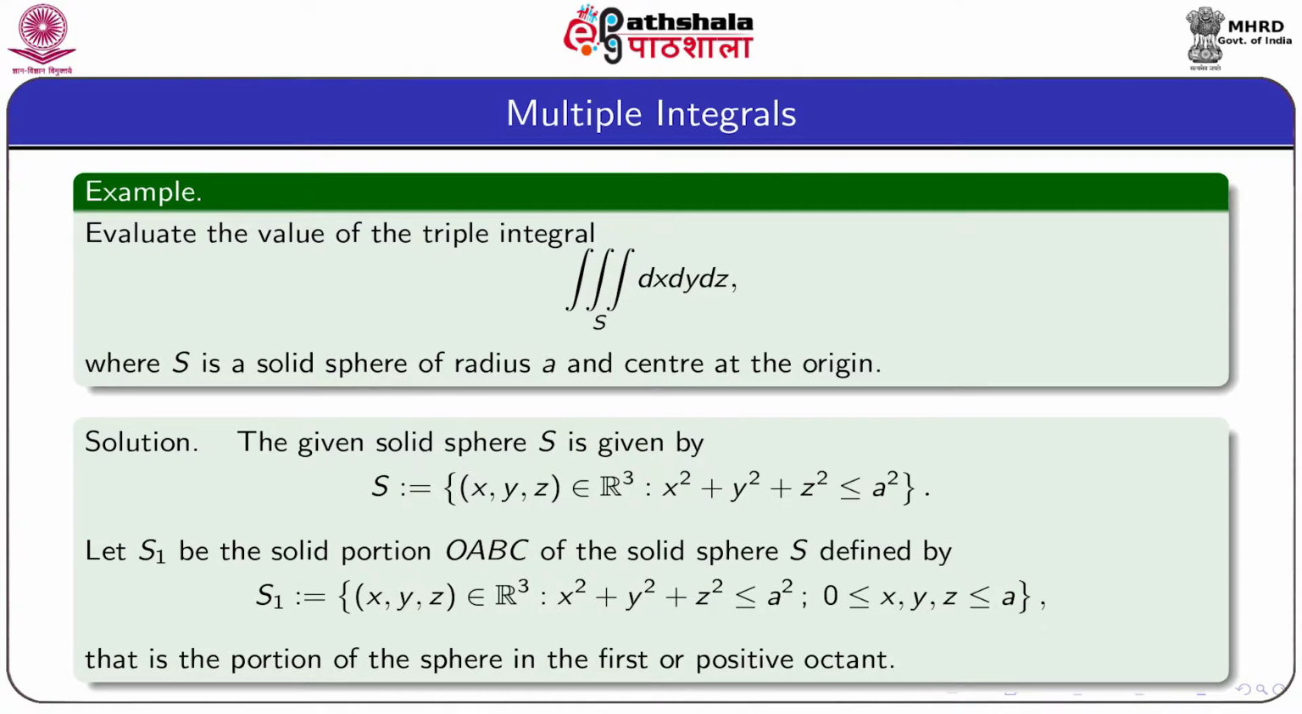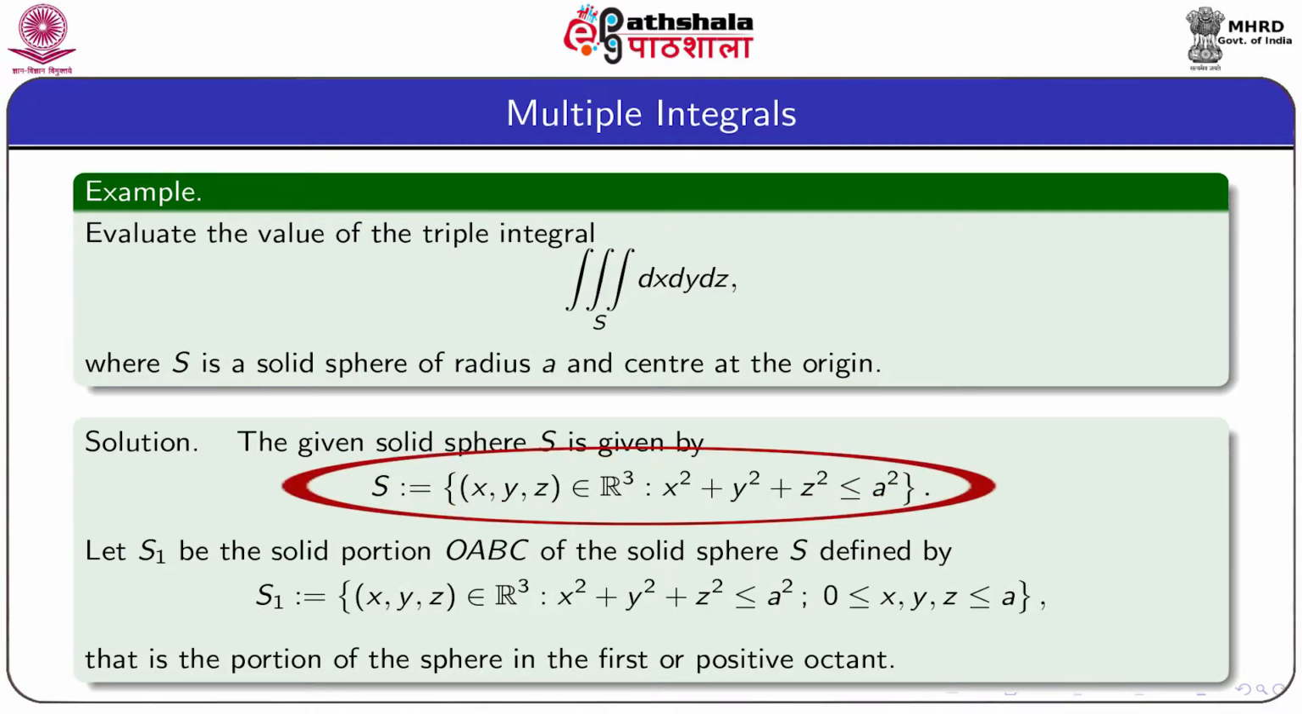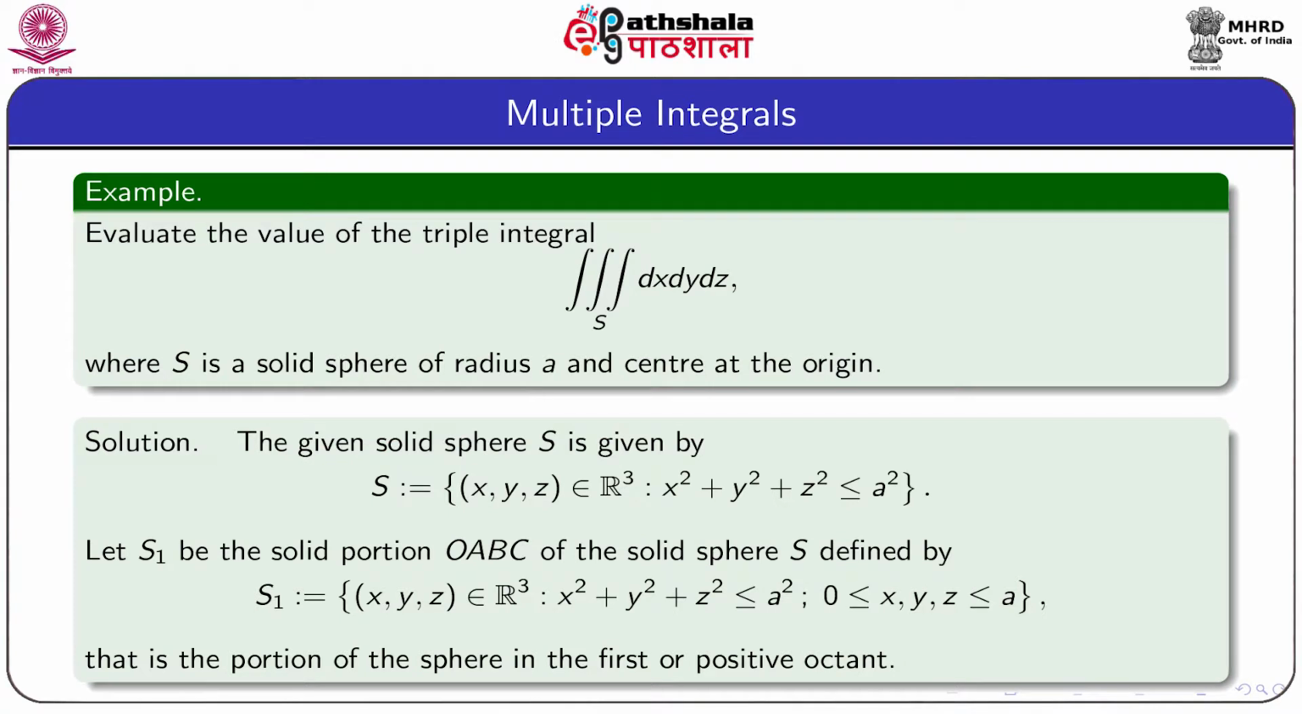We cite an example. Let us evaluate the value of the triple integral dx dy dz over the set S, where S is a solid sphere of radius a centered at the origin. That means, over the given set S, we are integrating the constant function whose value is 1. Solution. We know the given solid sphere S is the collection of all x, y, z in R3 where x square plus y square plus z square is less than or equal to a square.